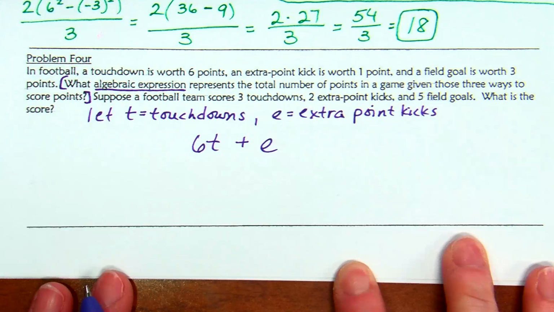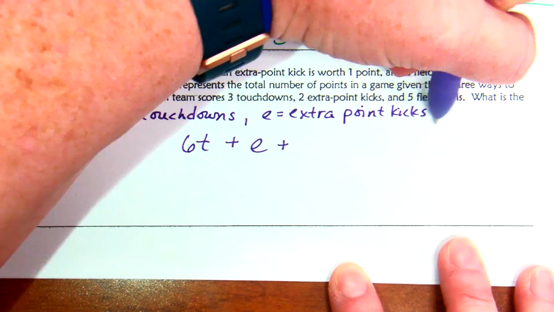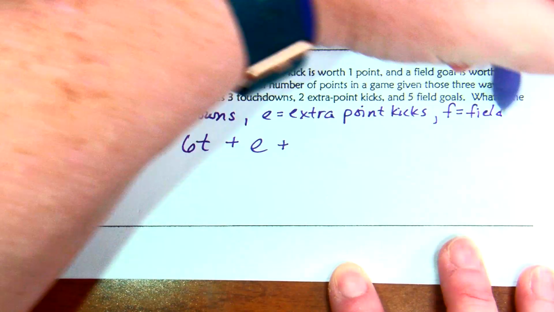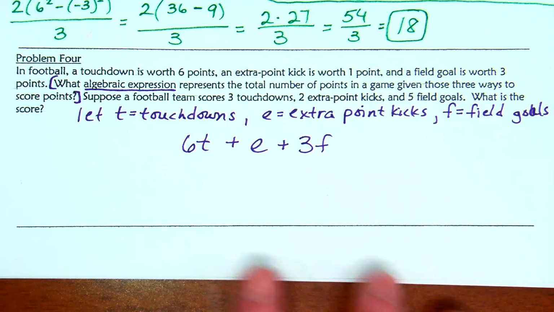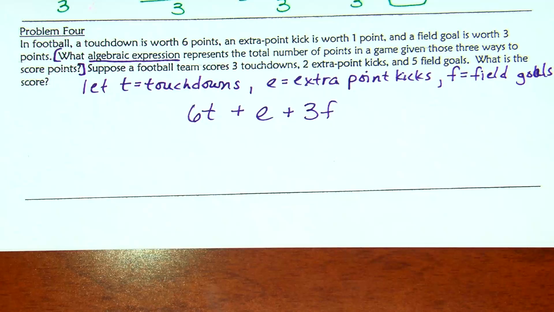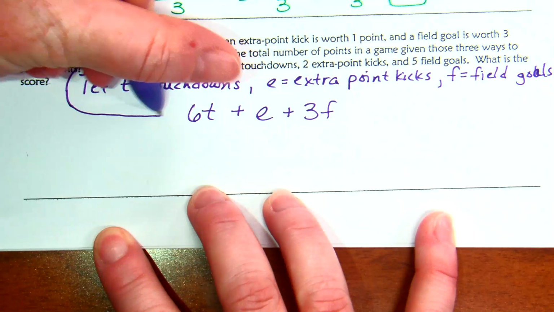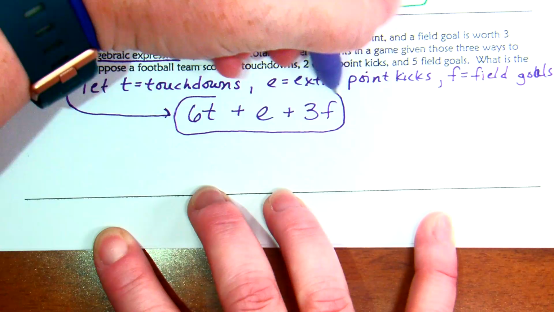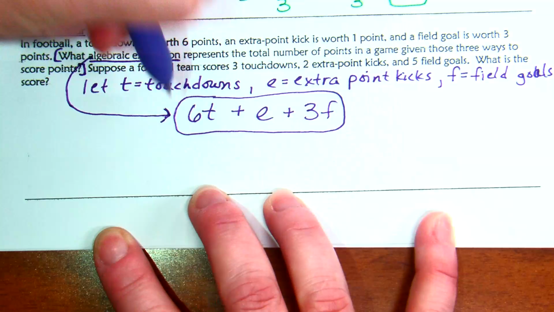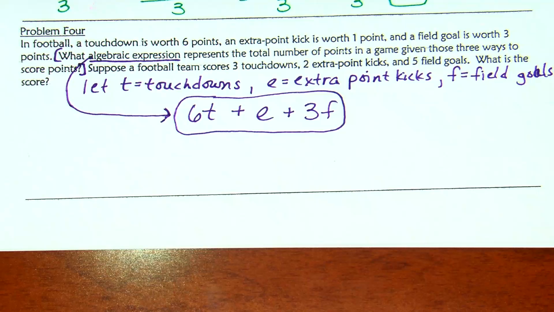Now, the rest of the question is, suppose a football team scores 3 touchdowns, 2 extra point kicks, and 5 field goals. What is the score? The whole point of this is I just wrote that expression, right? Officially, can I use that expression? Yeah. That's officially what you're supposed to do. So 6t, how many touchdowns? 3. Plus e, how many extra point kicks? 2. Plus 3 times 5, 3 points per field goal.